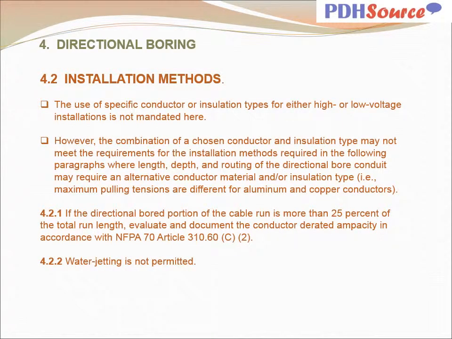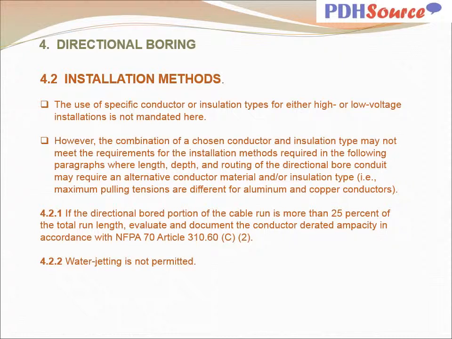The use of specific conductor or insulation types for either high or low voltage installations is not mandated here. However, the combination of a chosen conductor and insulation type may not meet the requirements for the installation methods required in the following paragraphs, where length, depth, and routing of the directional bore conduit may require an alternative conductor material and/or insulation type. For example, maximum pulling tensions are different for aluminum and copper conductors.